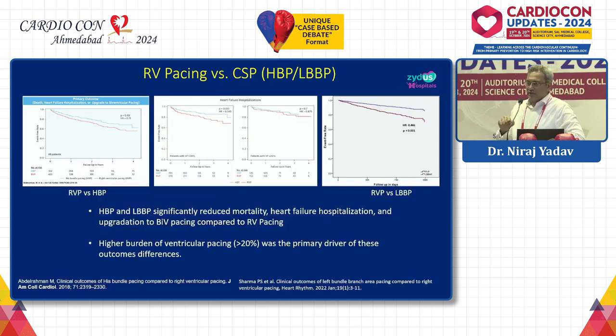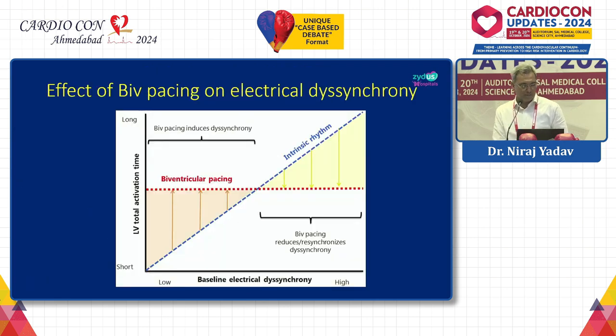In contrast, if you look at conduction system pacing, you can see clearly that the curves are divergent from each other. So between the RV pacing curve and the conduction system pacing curve, there is clearly demonstrable benefit of conduction system pacing over RV pacing. And this is obviously driven by patients who require pacing more than 20% of the time.